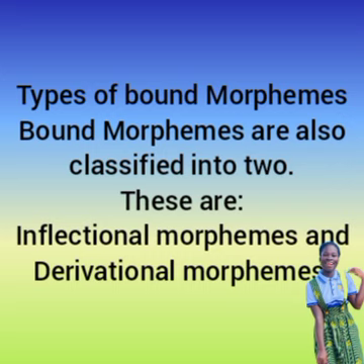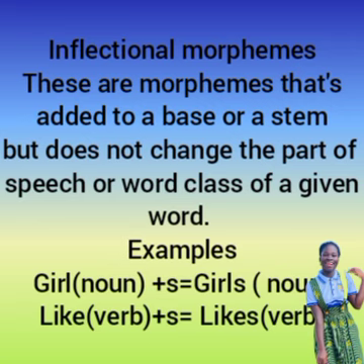Types of bound morphemes. Bound morphemes are also classified into two. These are inflectional morphemes and derivational morphemes. Inflectional morphemes are morphemes that are added to a base or a stem but do not change the part of speech or word class of a given word.